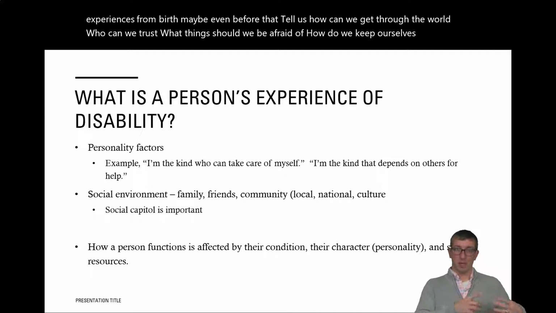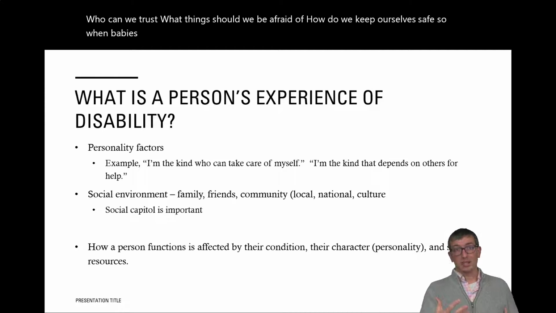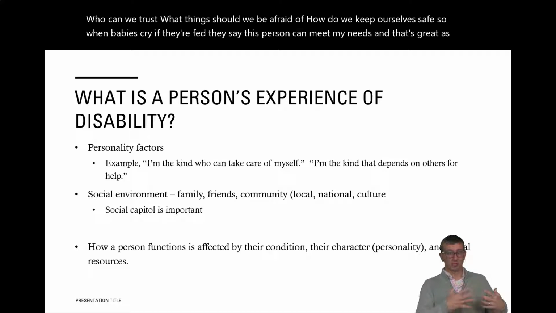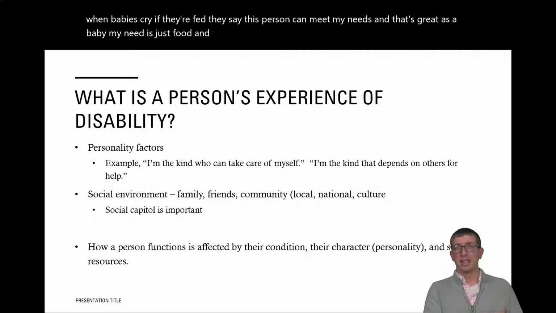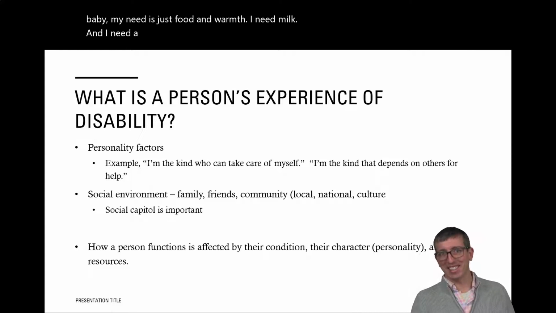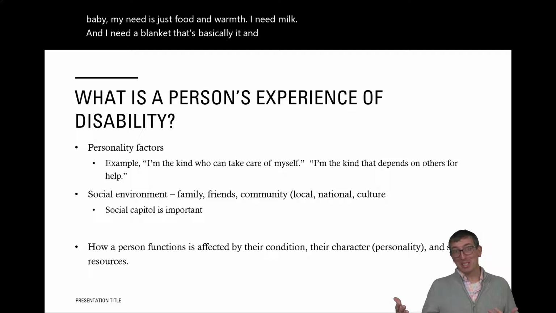So, you know, when babies cry, if they're fed, they say, oh, this person can meet my needs, and that's great. As a baby, my need is just food and warmth. I need milk, and I need a blanket. That's basically it. And that gets more complex as we get older.